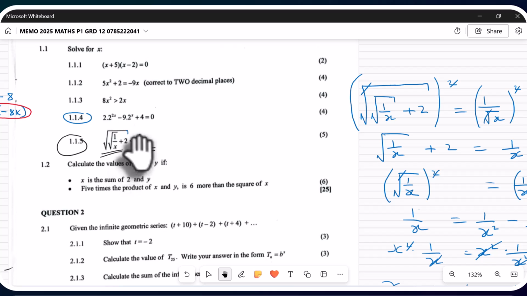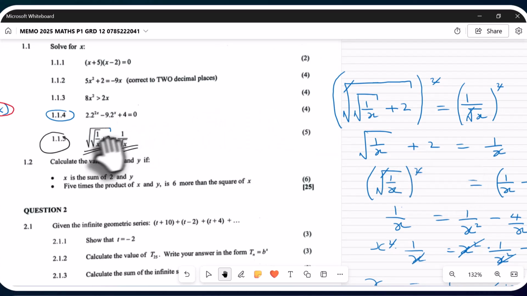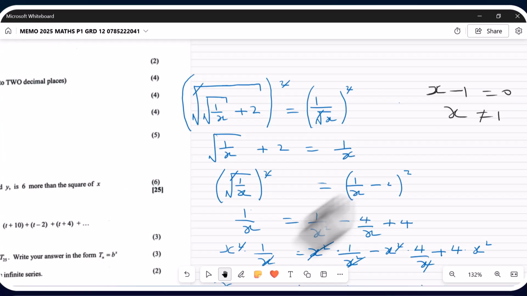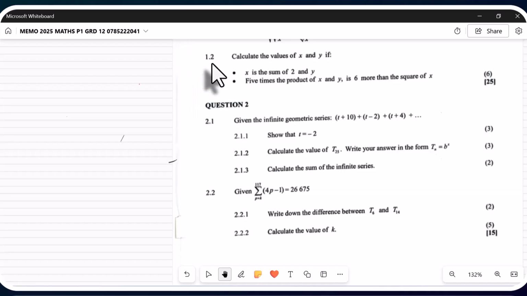Yes, question 1.2. This is normally a simultaneous equation. They say calculate the values of x and y if x is the sum of 2 and y, and if 5 times the product of x and y is 6 more than the square of x. So now here the English is very important, and because of that, I'm going to go a little bit slower.